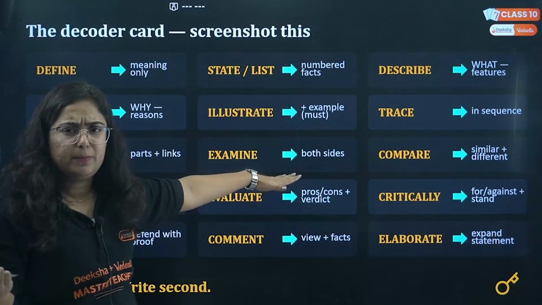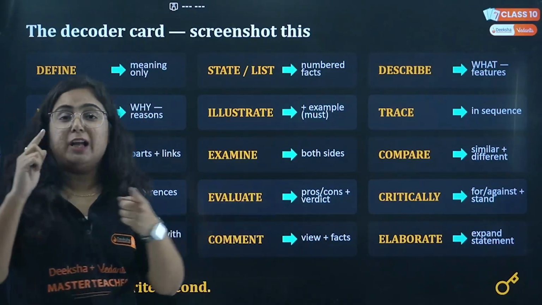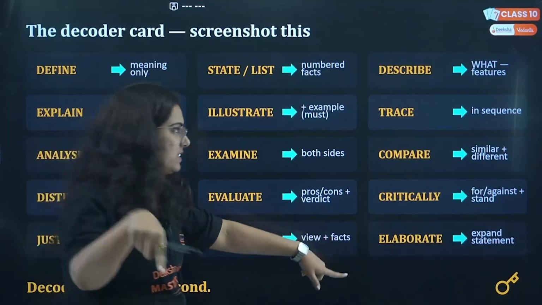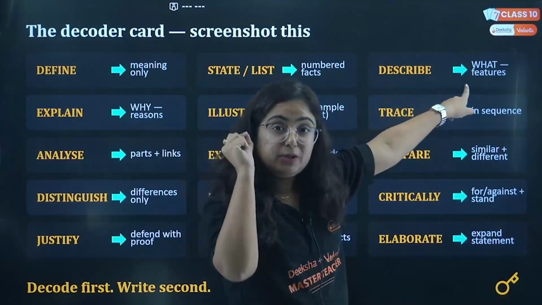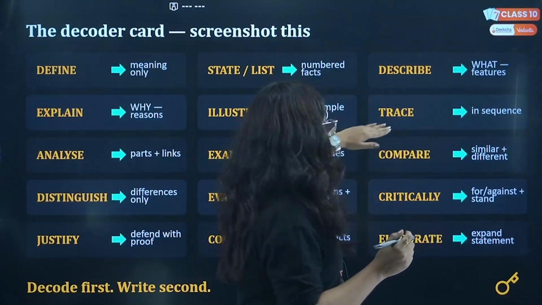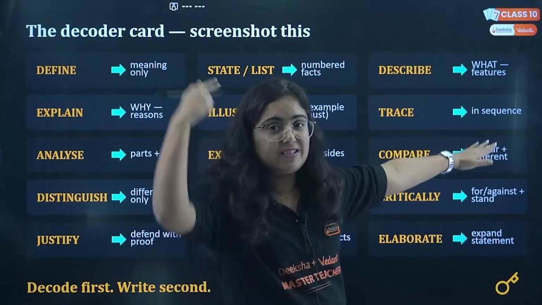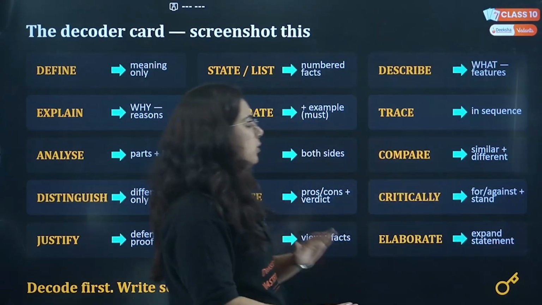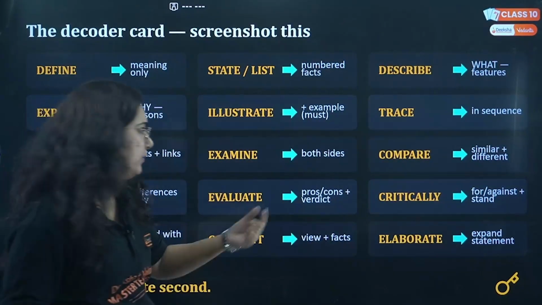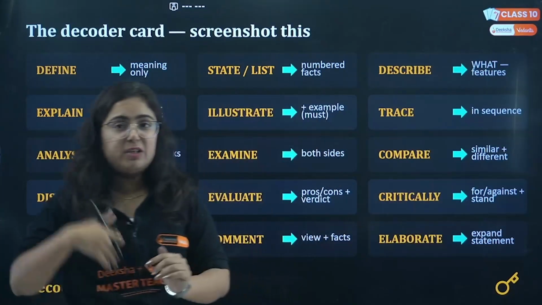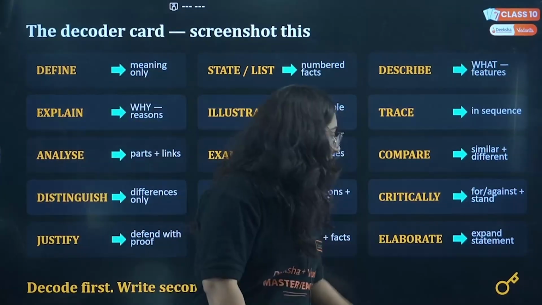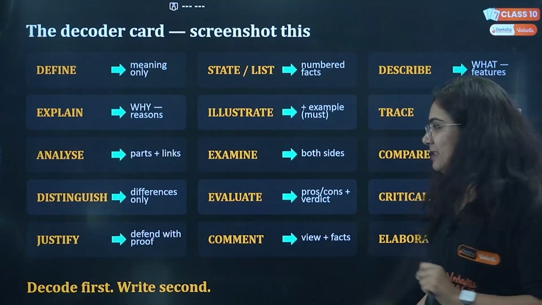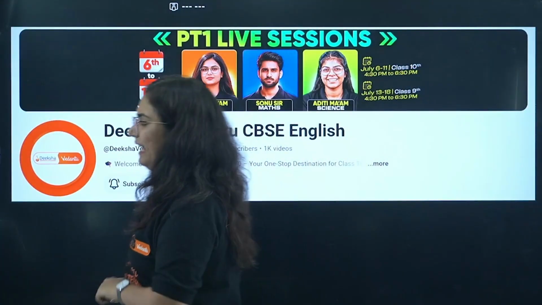Examine, prove both sides. Evaluate, the pros, the cons and give your verdict. Comment, your view plus facts. Describe, the features and the characteristics of the point. Trace, again in sequence, for example, trace the process of unification of Germany. Compare, you have to tell the similarity as well as the differences. Critically, that means you need to go against and elaborate. You have to expand each of the statements. Follow this method and score very good marks in your classes.